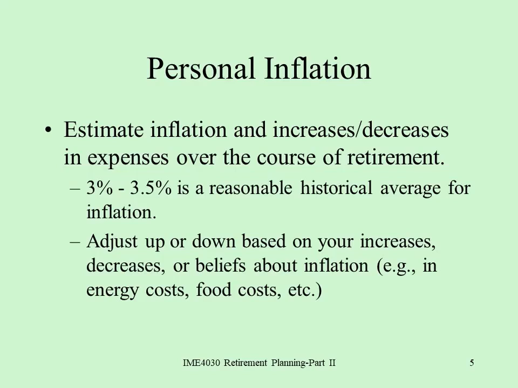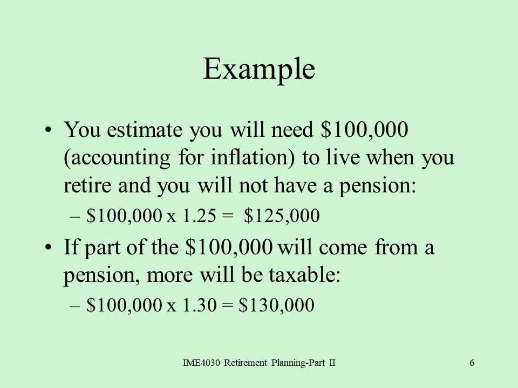Let's go to slide number 6. Let's say, for example, that you've determined after inflation that when you retire, you're going to need $100,000 a year to live off of, and you're not going to have a pension. Well, multiply by the one factor for taxes, the tax multiplier of 1.25, and you're going to need $125,000 to start with at retirement.